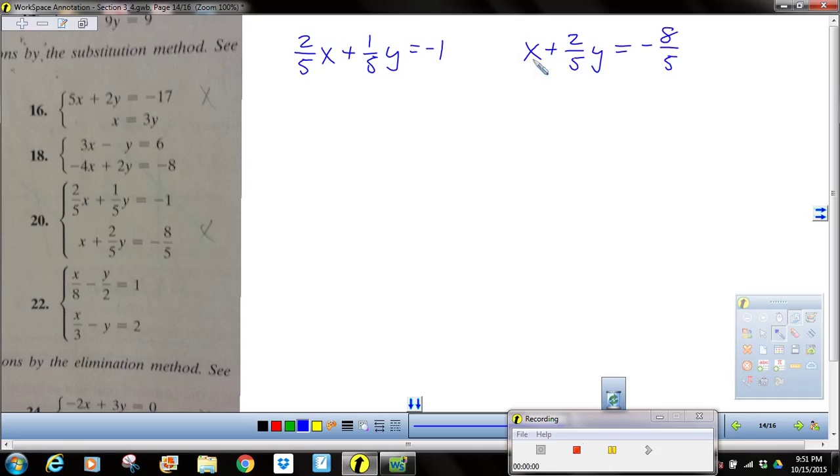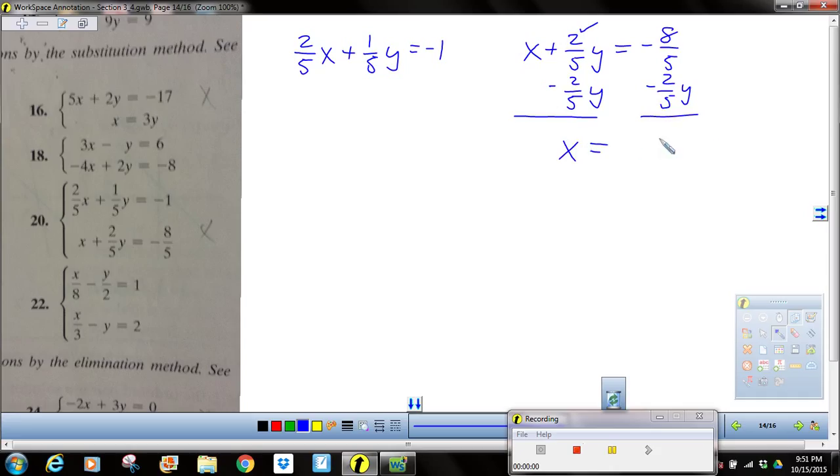Okay, looking at it, I felt this one was probably the easiest one to solve for x, because x already has a coefficient of 1. I guess that's what I should say. The 2/5 y needs to be gotten rid of, so I'm going to subtract 2/5 y on both sides. I could have gotten rid of the fractions to begin with, and maybe I should have, but well, we'll see.